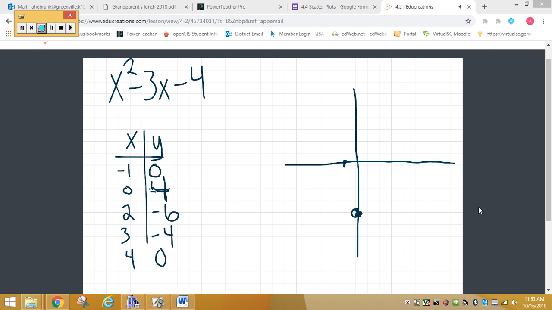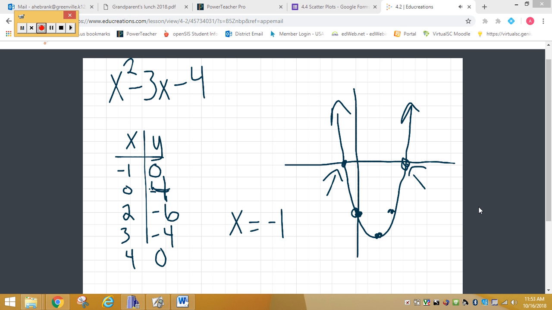So -1, 0 is there. 0, -4 I already have. 2, -6 is down here. 3, -4 is here. And 4, 0 is here. And connect your dots. So the solutions are your x-intercepts right there, right there. So the solutions are x equals -1 and x equals 4.